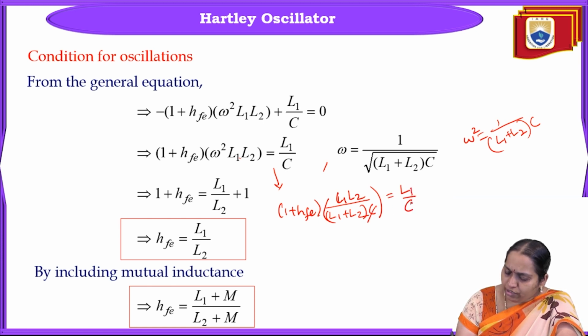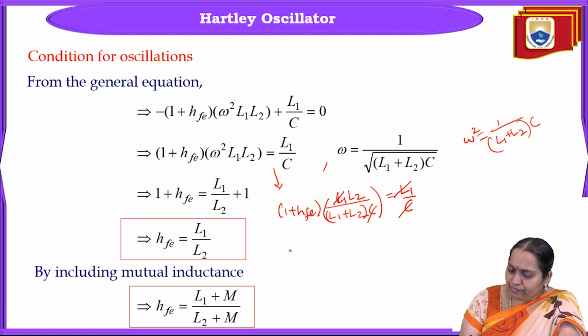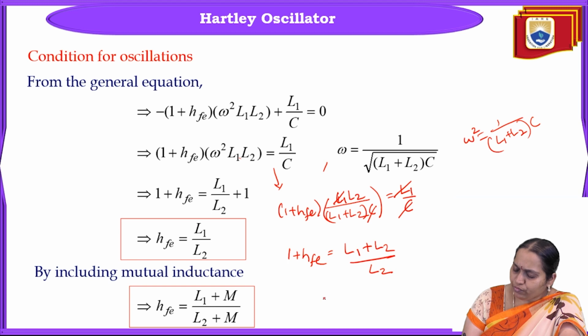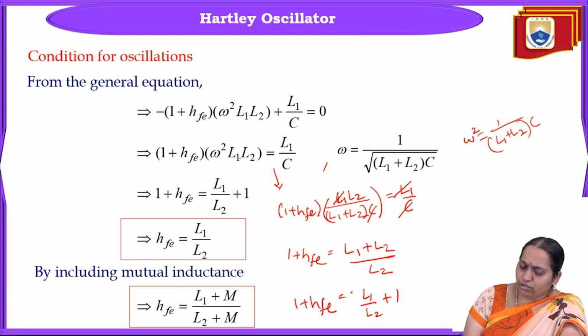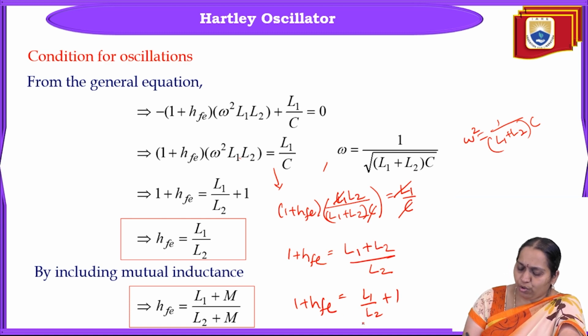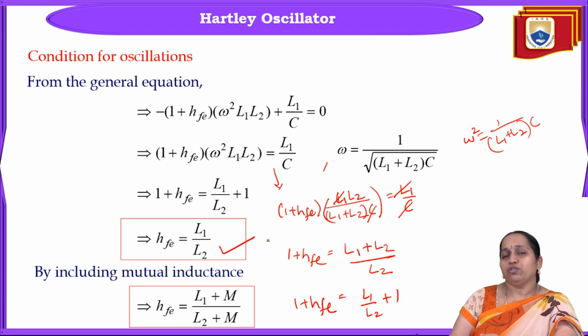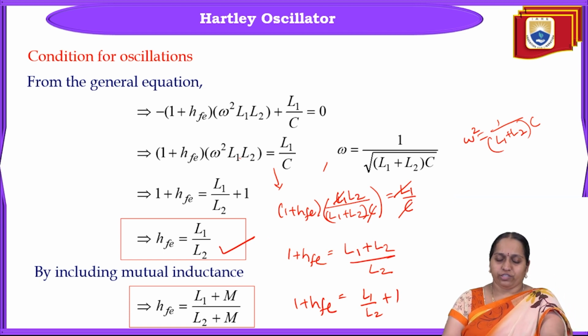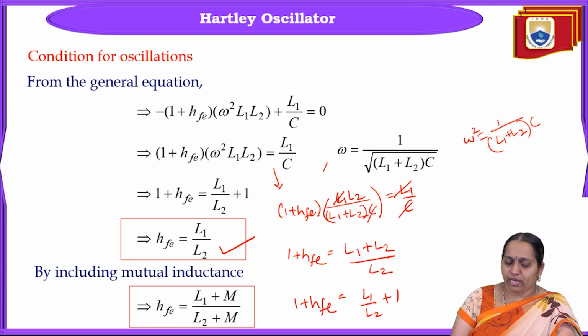So cancelling C on both sides and cancelling L1 also on both sides, what do we get? 1 plus HFE equal to L1 plus L2 by L2, which is nothing but L1 by L2 plus 1. So once you get 1 plus HFE equal to L1 by L2 plus 1, in other words you can say HFE equal to L1 by L2. This is the condition required for oscillations: HFE should be equal to L1 by L2.